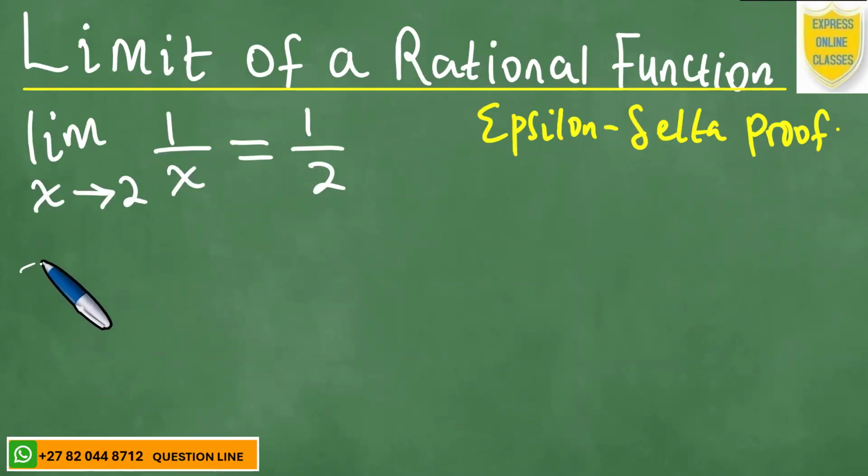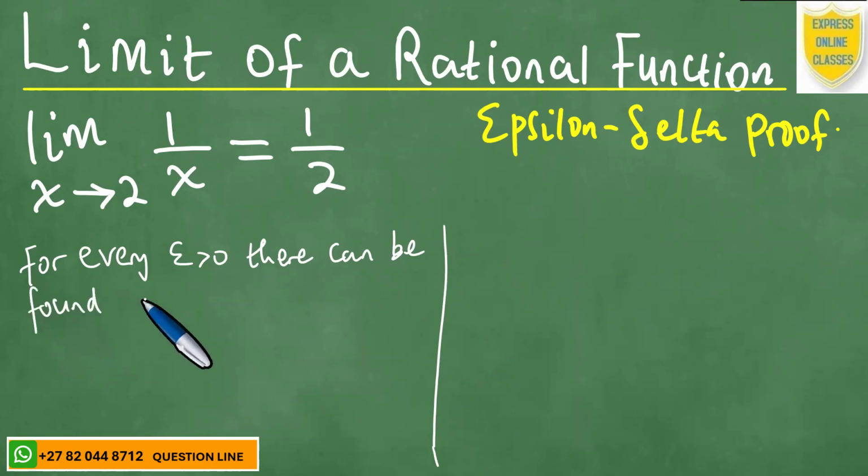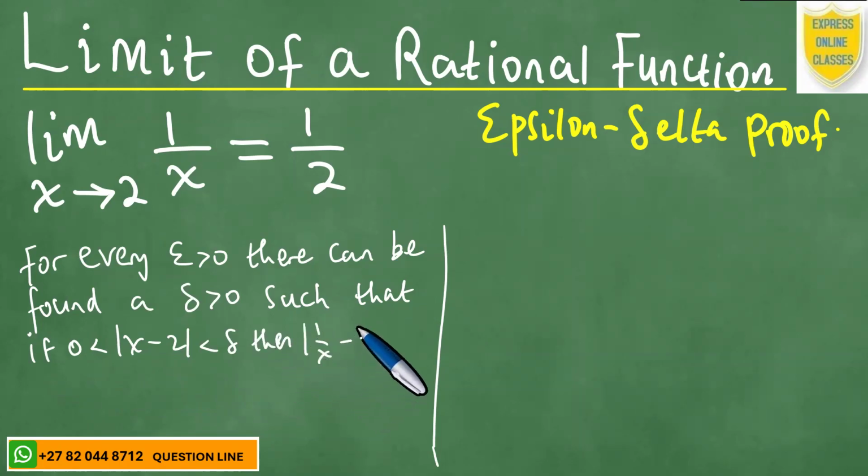We note that for every epsilon positive, there can be found a delta that is strictly positive such that if 0 is less than the absolute value of x minus 2, less than delta, then the absolute value of 1 over x minus 1/2 is less than epsilon.